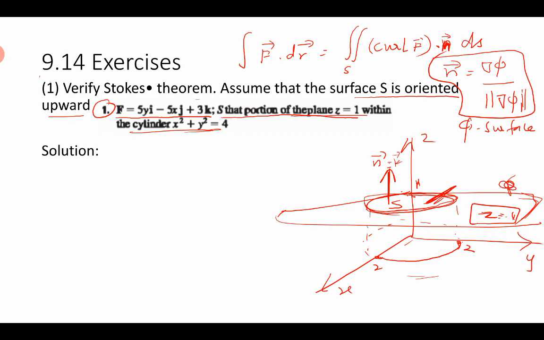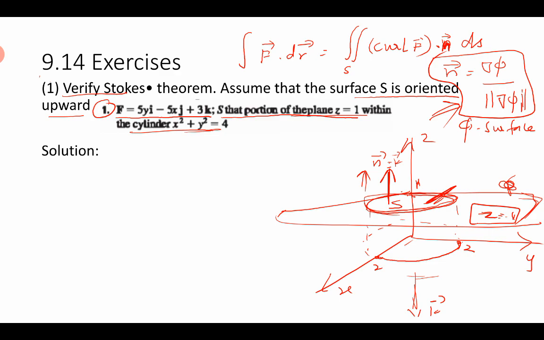Outward, in this direction it is negative k, but in this direction it is positive k vector. We can verify this one by using this formula. So over this surface, S is the portion of this plane within this cylinder. Now this is F, so we are verifying Stokes theorem. Whenever you get the statement "verify Stokes theorem," you are supposed to evaluate both the left hand side and the right hand side.